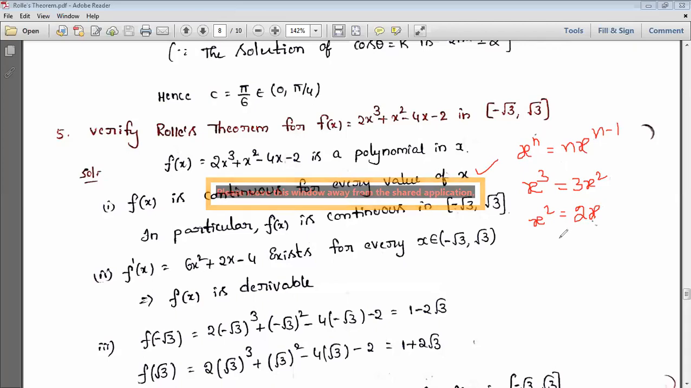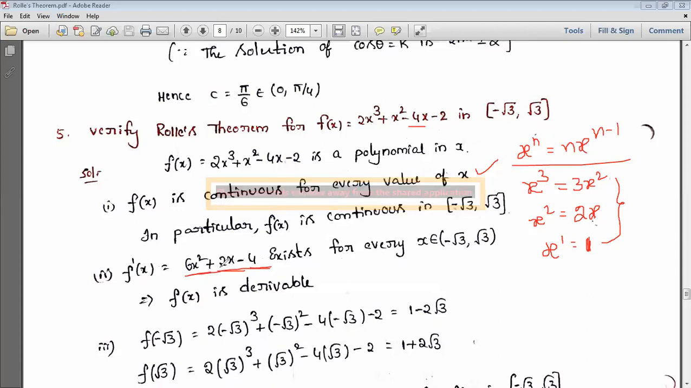And next, the derivative of x is only 1. By using this formula we are getting the derivatives. Now 2 into 3x square is 6x square. And next, 2x square gives 2x as it is. Minus 4 into 1 is minus 4, and the derivative of a constant is 0, so we didn't write it here. So the derivative is 6x square plus 2x minus 4.